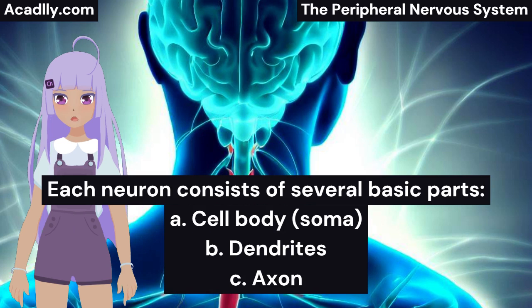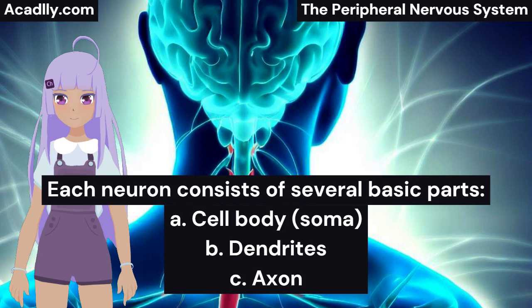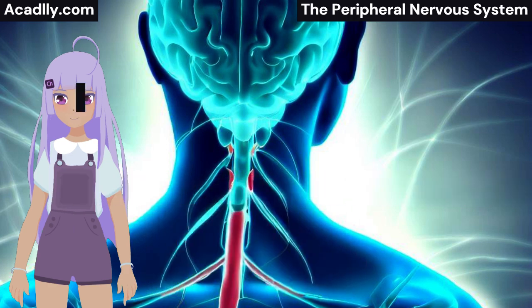In some cases, an axon is surrounded by a fatty sheath called the myelin sheath, which acts as an electrical insulator and increases the speed of impulse transmission. The myelin sheath is interrupted at intervals by constrictions known as nodes of Ranvier.